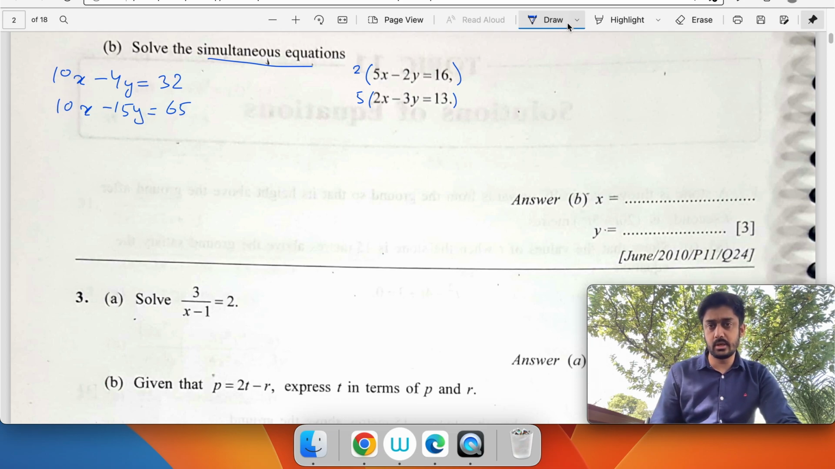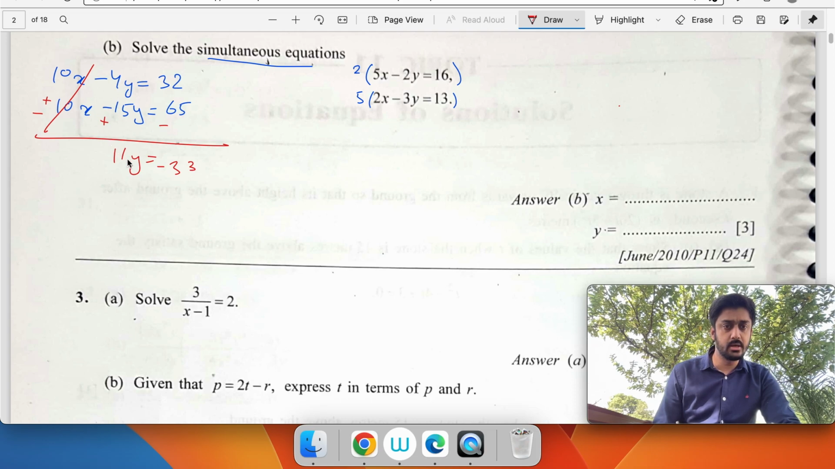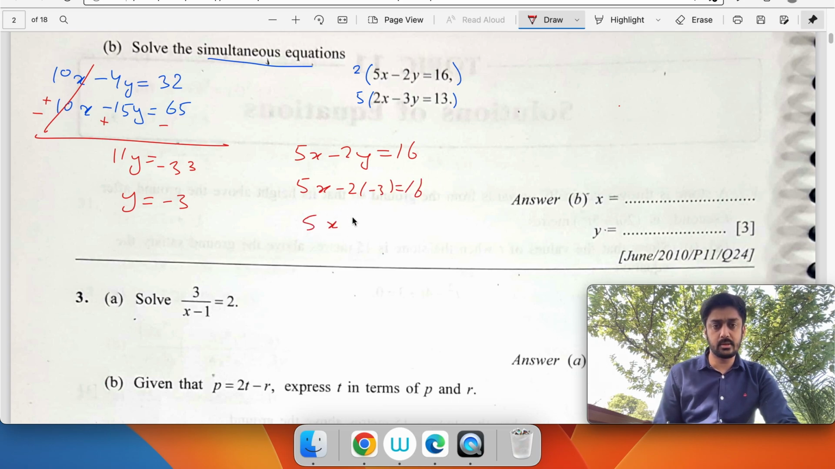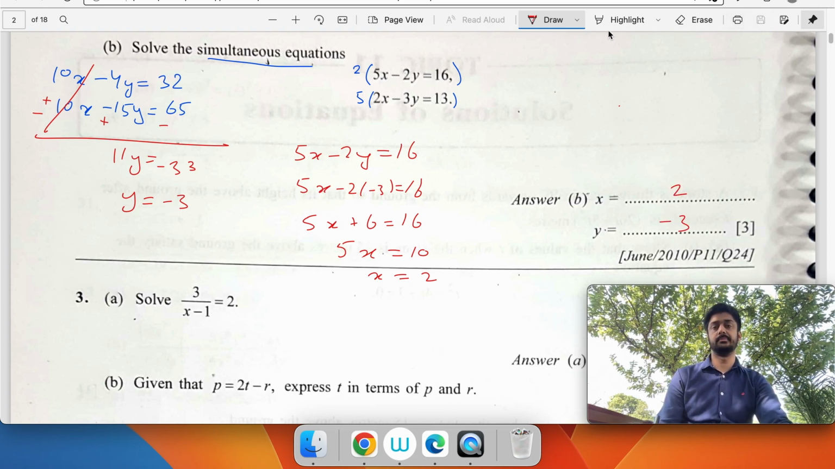Now to get rid of this, I'm subtracting it. Subtracting would change all the signs. So 15 minus 4 is 11y, 65 minus 32 is 33, and y is equals to minus 3. Now you may choose any of the equations and substitute the value of y. So 5x minus 2 into minus 3 equals 16. 5x plus 6 equals 16. 5x equals 10 and x equals 2. So x is 2 and y is minus 3.